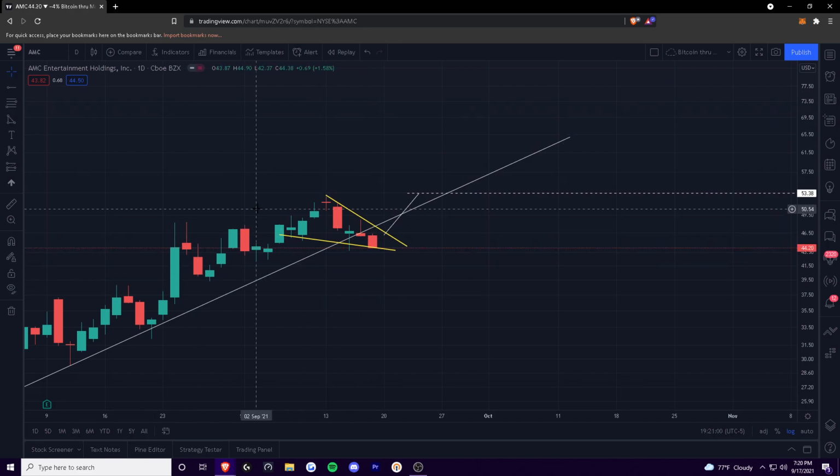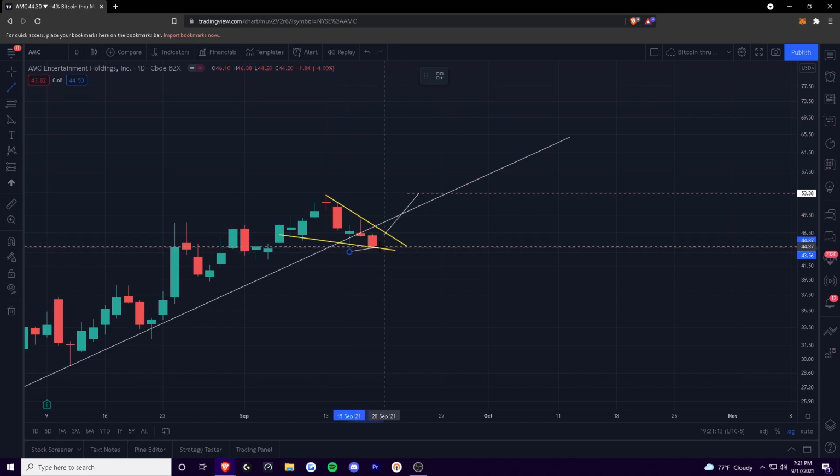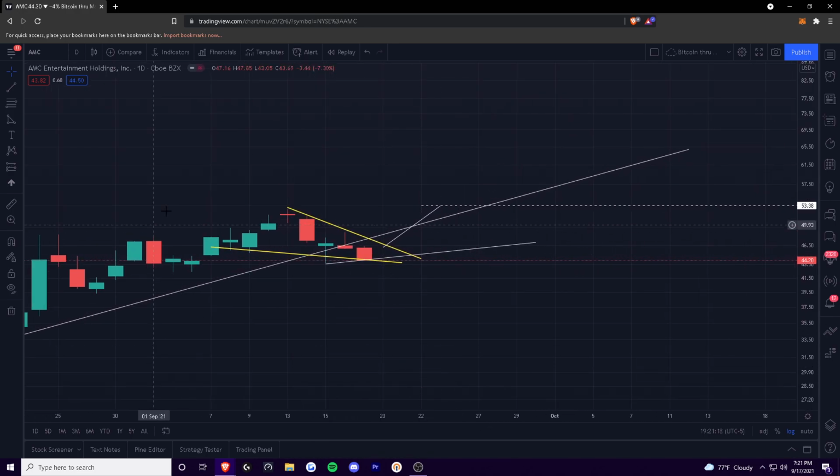But this falling wedge is actually less and less interesting price action to the bottom, and we've actually formed here a higher low for the first time, right? Since this recent bearish move that we've been in.